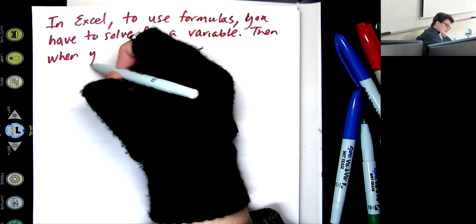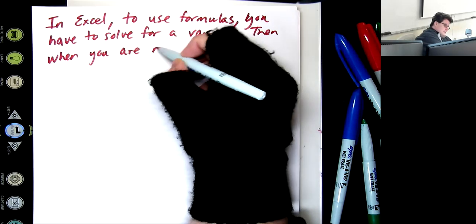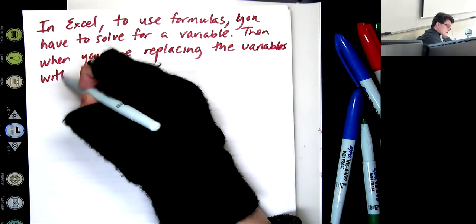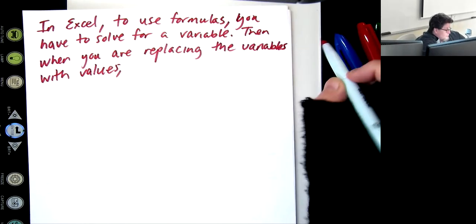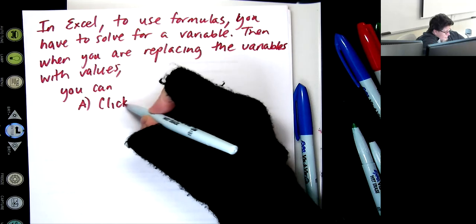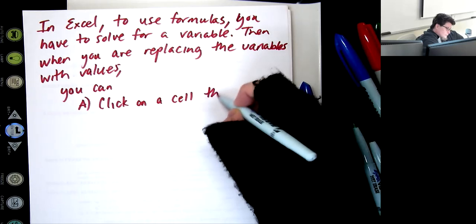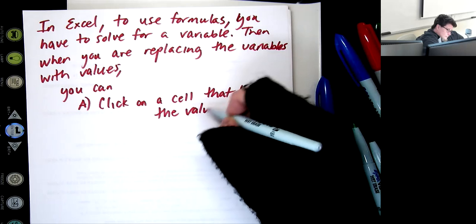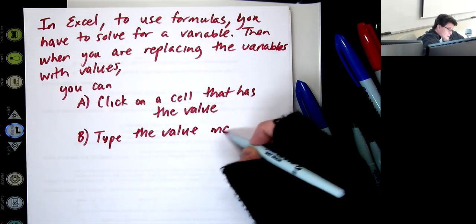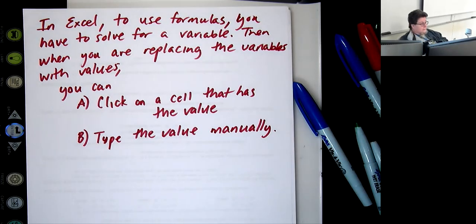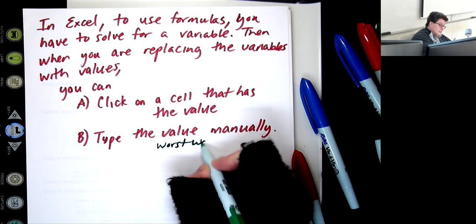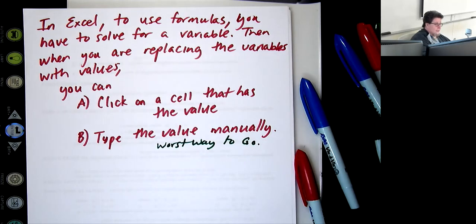When you are replacing the variables with the values, you have two options. A, click on a cell that has the value in it. Or B, type the value manually. This one is the worst way to go. And I'll show you why when I click back on the Excel screen.